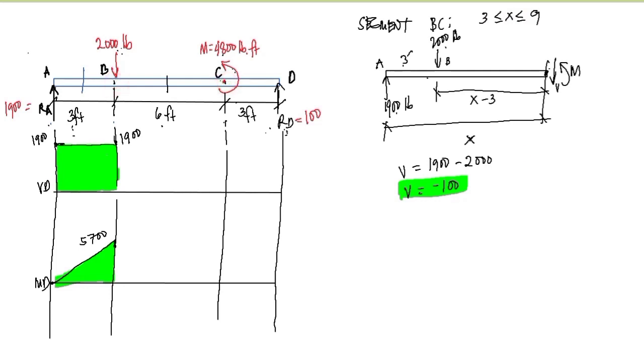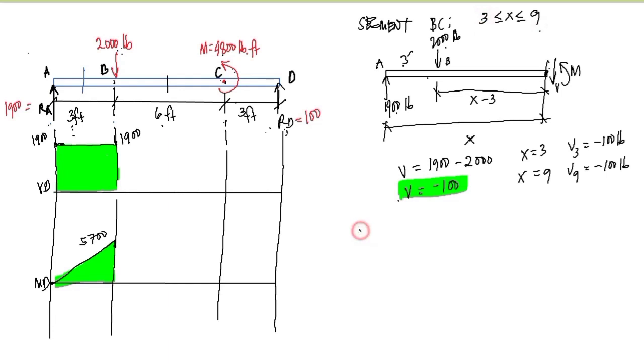Now, at x equal to 3, the shear is equal to negative 100 pounds. And at x equal to 9, the shear is equal to negative 100 pounds. In this case, we can see that the shear here is constant for the limit 3 to 9, which is the value of negative 100.